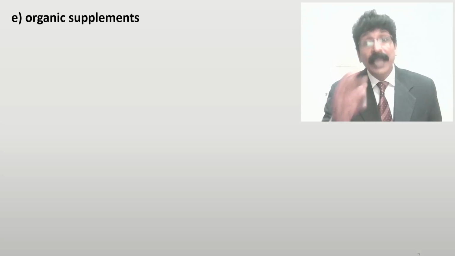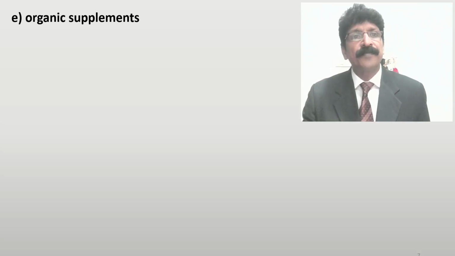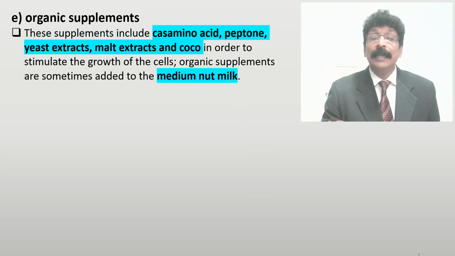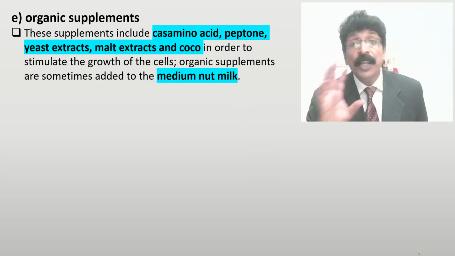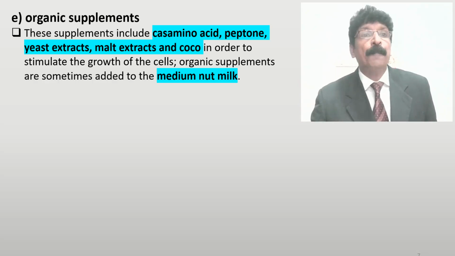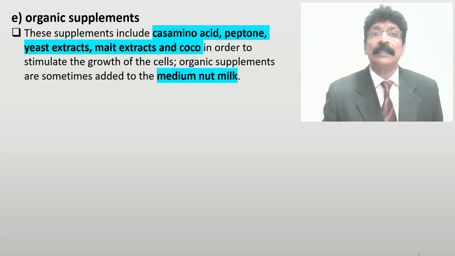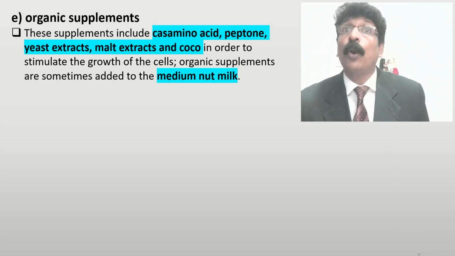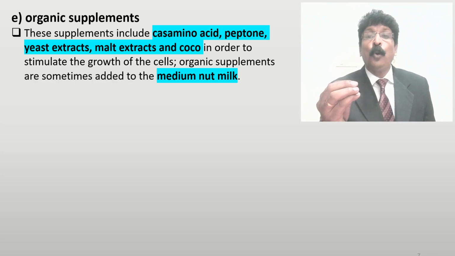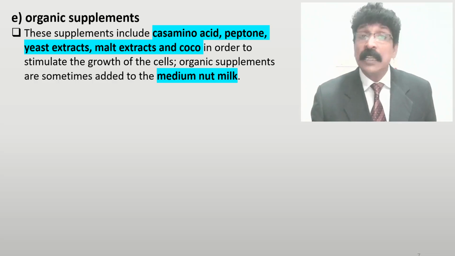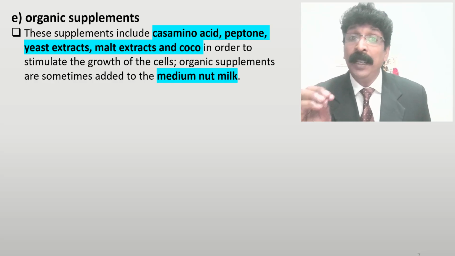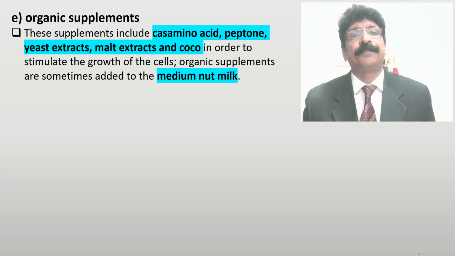And number E, when you come to organic supplements, these supplements include casamino acids, peptones, yeast extracts, malt extracts, and cocoa in order to stimulate the growth of the cells. Organic supplements are sometimes added to the medium, like coconut milk.